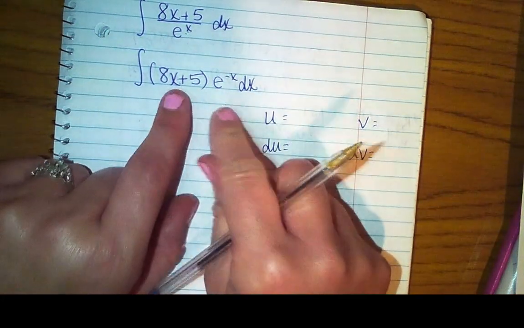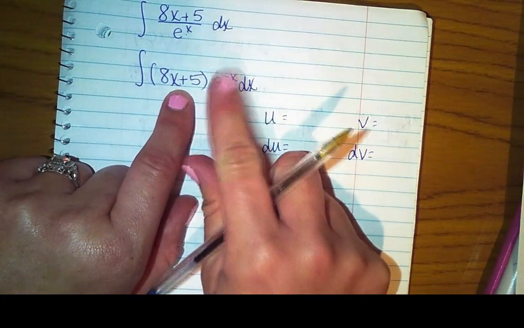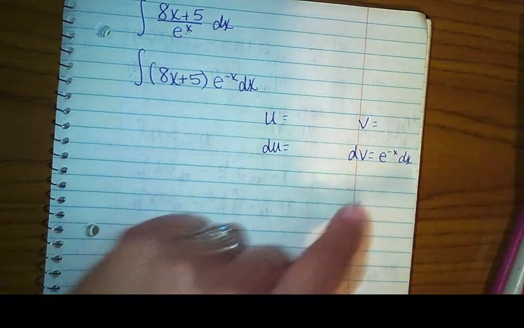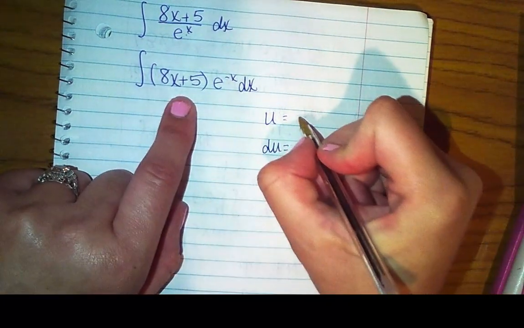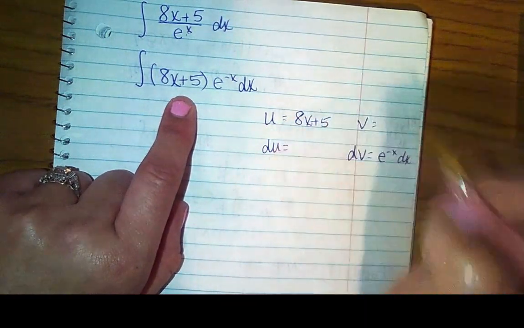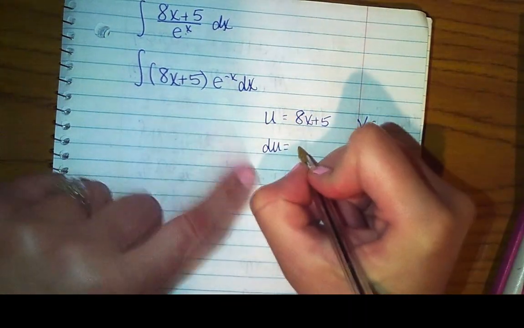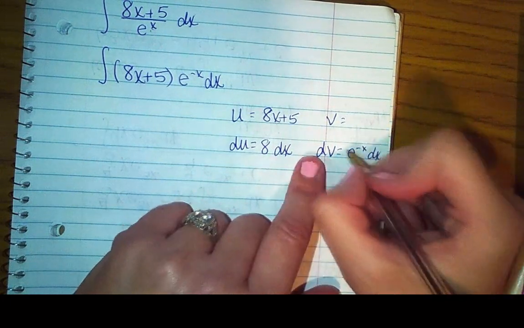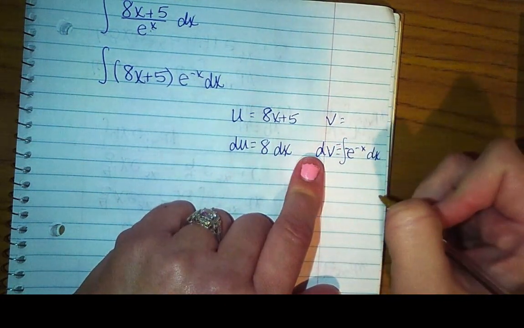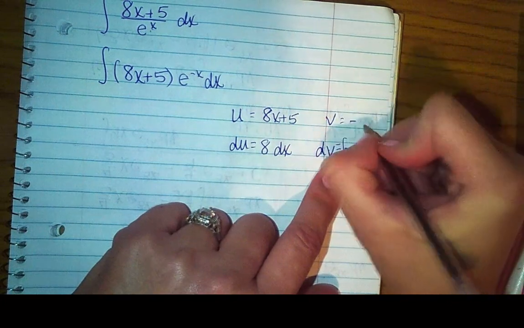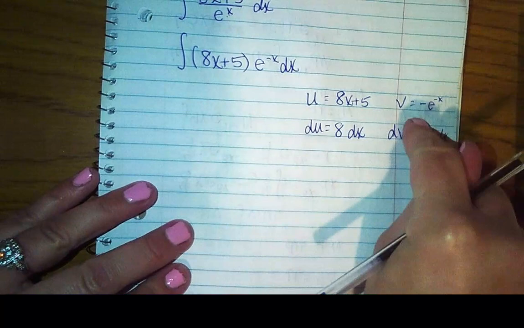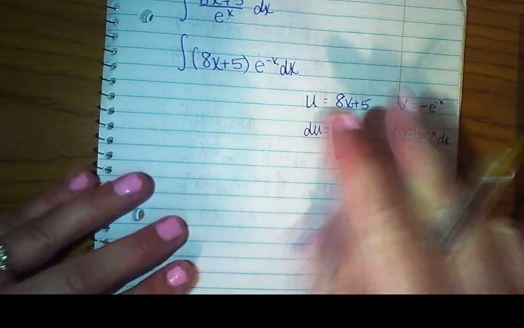All right, so I've got a u and a dv, and then I'll differentiate, and then I'll integrate. So of these two options, which one looks harder? That one does. So e to the negative x dx will be my dv. Well, what's left? 8x plus 5 will be my u. So take its derivative, I get an 8 dx. Now integrate this one. The derivative of your exponent is -1, which means I need a negative, so balance with a negative. So I have a negative e to the negative x.